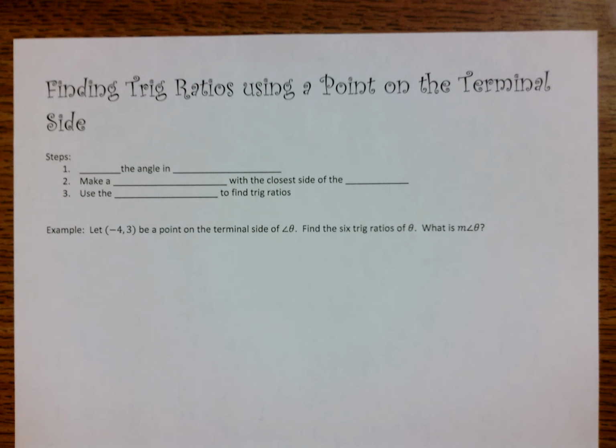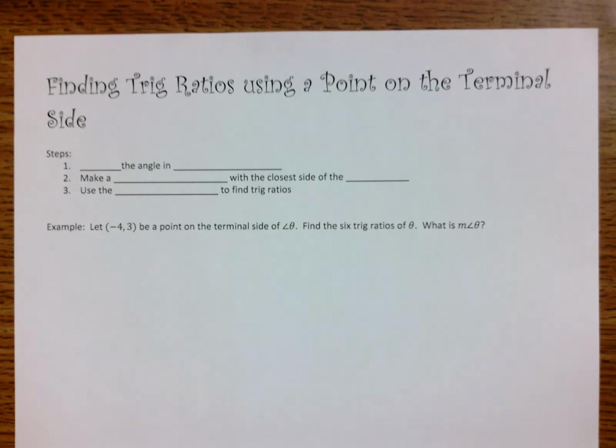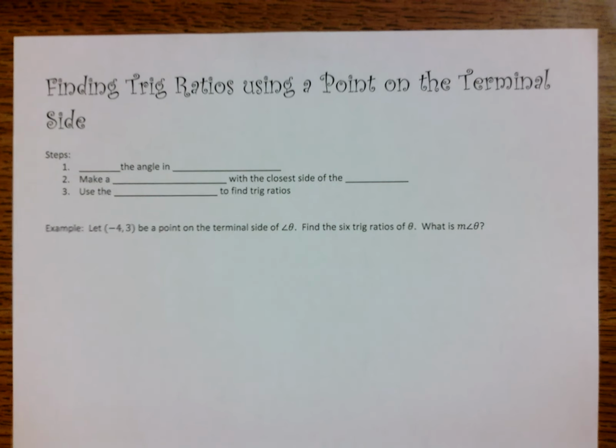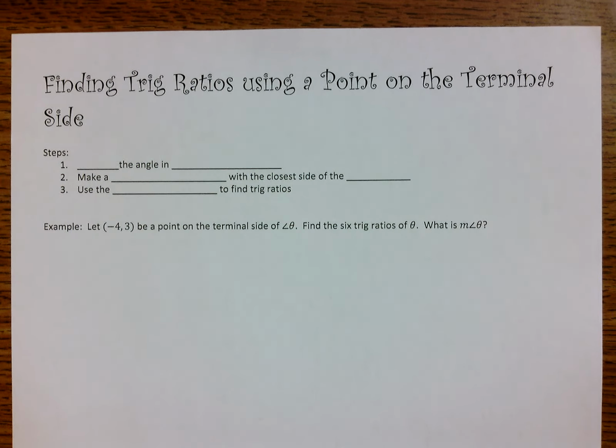All right, so now that we've learned a whole bunch about trig ratios in triangles, and we've learned how to take angles out of triangles and put them on a coordinate plane, today we're going to combine that together and talk about how you take just any old angle and figure out its trig ratios by putting it on the coordinate plane. Okay, so we're going to find trig ratios using a point that's on the terminal side of an angle. Okay, and you'll see what I mean about that in just a second.